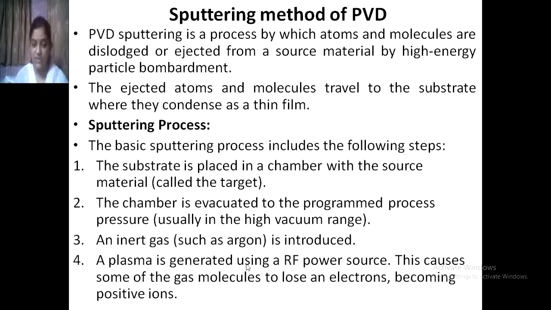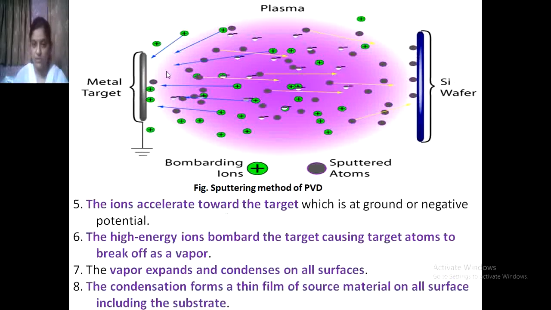Then a plasma is generated using radio frequency power. This causes some of the gas molecules to lose electrons, becoming positive ions. So this is nothing but the sputtering method. The ions are accelerated toward the target, which is at ground or negative potential.